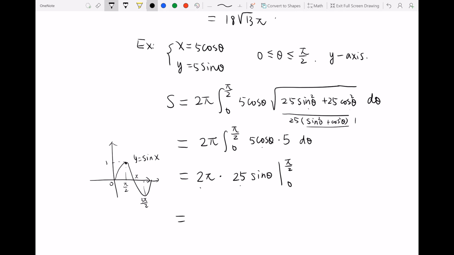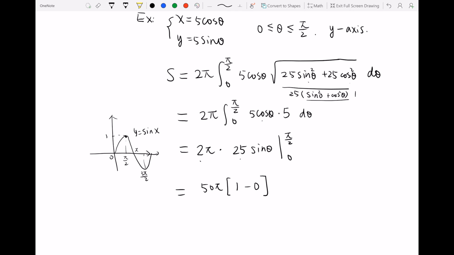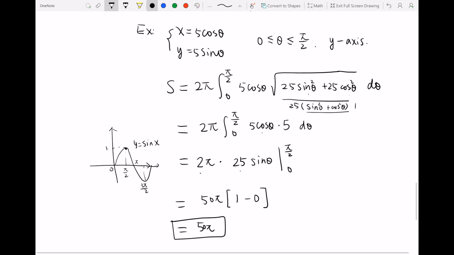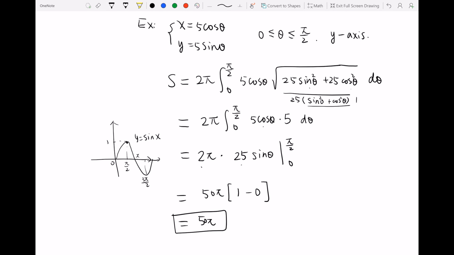Can you tell me what you got? 50 pi. Okay, plug pi over 2 into the sine. Plug 0 into here is what? What is sine 0? Bella, could you please press your button? Yeah. Okay, 0, very good. When you answer a question, I think you need to press the button, otherwise I can't hear it. Alright, so 50 pi times 1 minus 0, so it's 50 pi. Okay, very good. Thank you very much. Alright, so we got the answer is 50 pi.